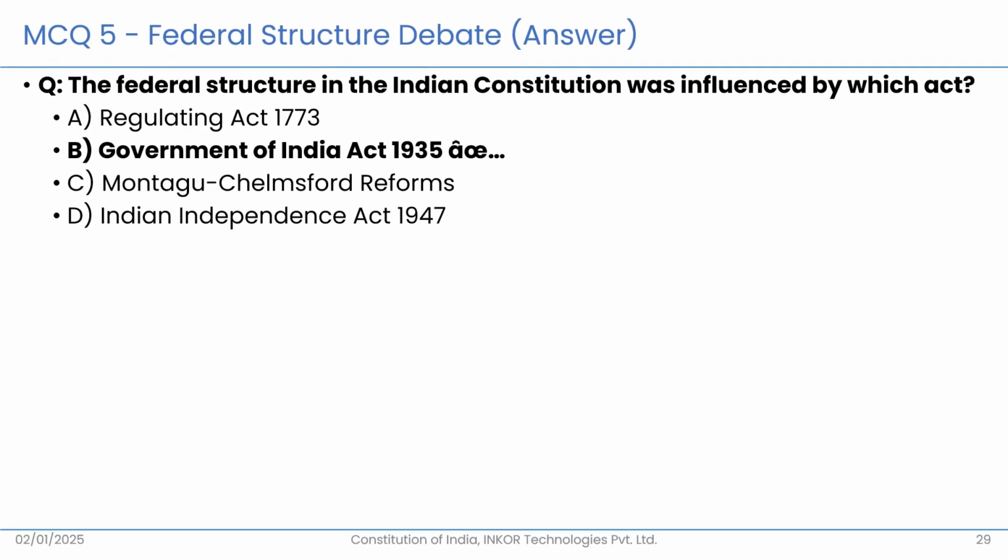The correct answer is B. Government of India Act 1935. This act introduced federal principles, dividing powers between the centre and provinces, which later influenced India's federal structure.